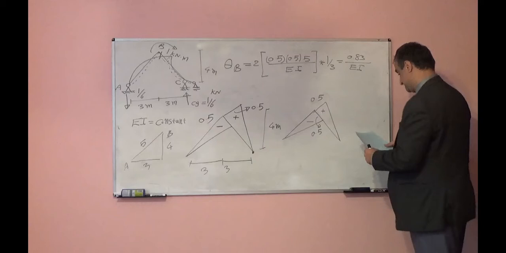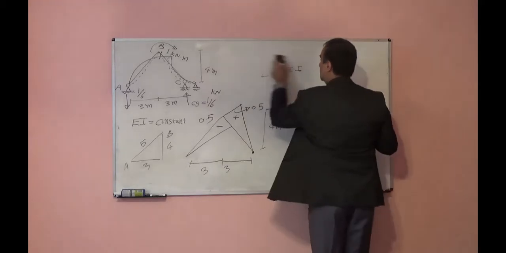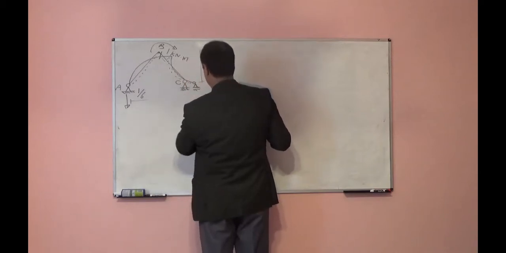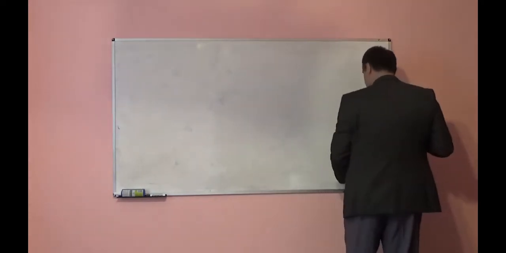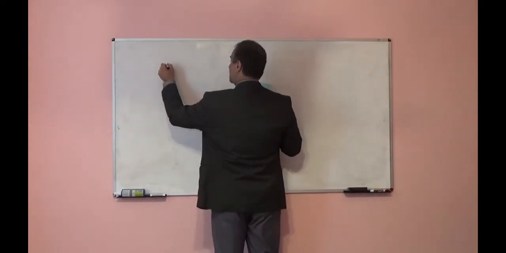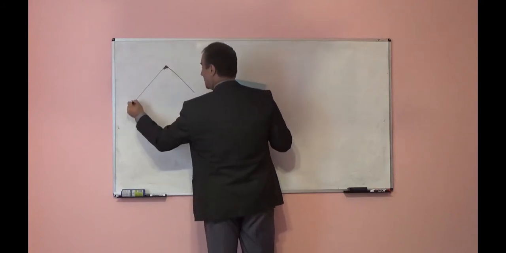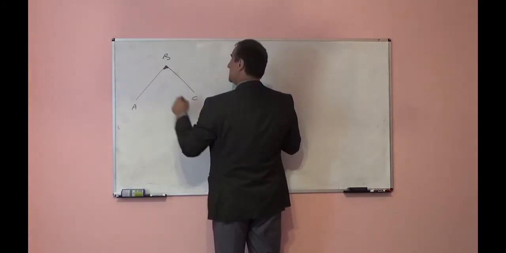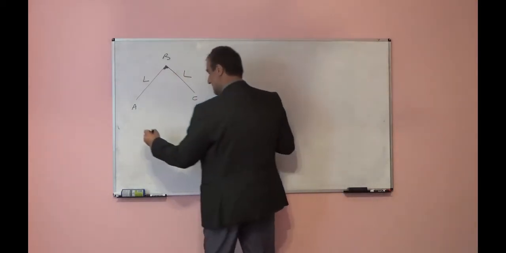Next example. In this example, we have one frame, 2 elements with a rigid joint like this. This is a rigid joint. A, B, C. The length for AB is L, the length for BC is L. EI is constant again.